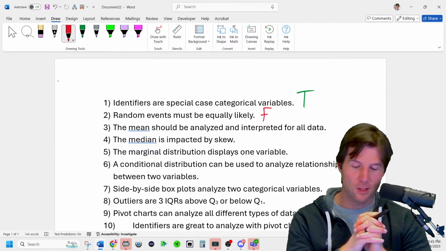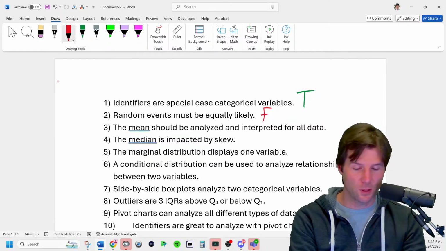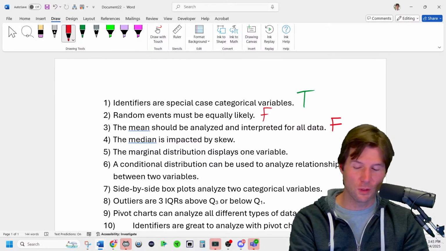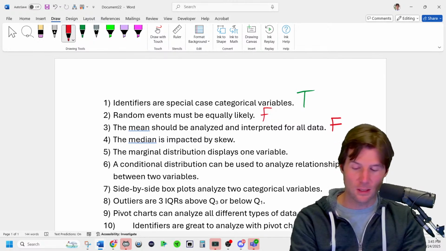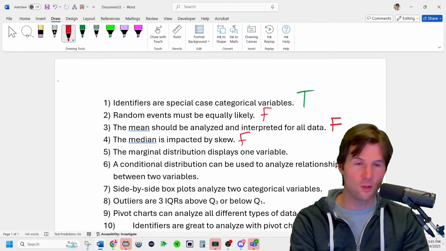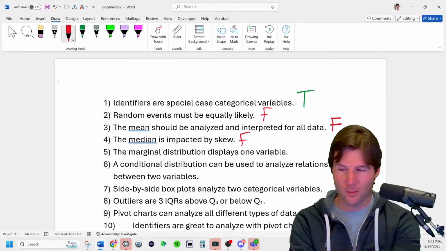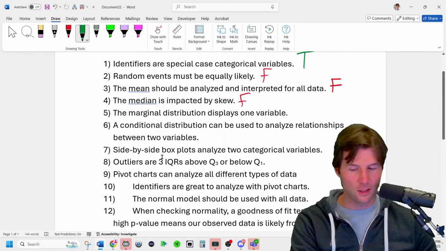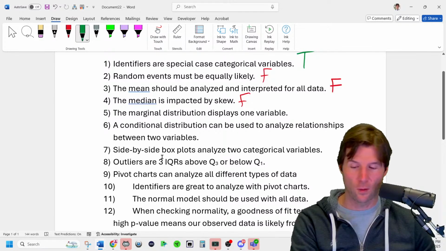The mean should be analyzed and interpreted for all data. That's false, especially for highly skewed data. If data is very skewed, you should use the median because the median is not impacted by outliers. So the median is used for skewed data because it's not impacted by outliers. And so that is false. The median is not impacted by skewness or outliers. So very important right there.